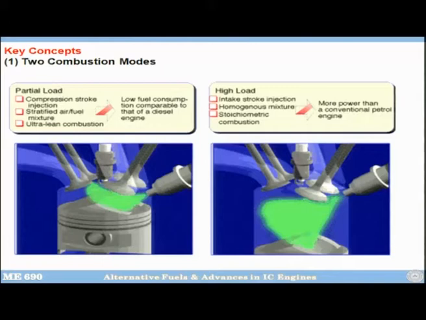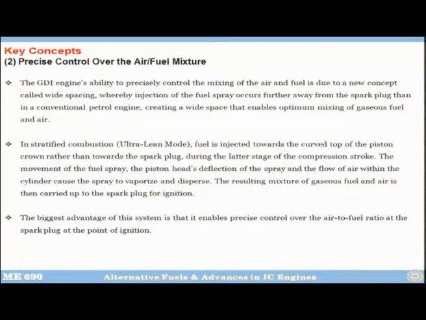So two combustion modes: stratified mode and homogeneous combustion mode. Clear? So now let us move on to the second key concept, which is precise control over the air-fuel mixture. How do we control the air-fuel mixture very precisely in a GDI engine? The GDI engine's ability to precisely control the mixing of the air and fuel is due to a new concept called wide spacing, whereby the injection of fuel spray occurs further away from the spark plug than in a conventional petrol engine. So you see, in a conventional petrol engine, you have a spark plug here and the fuel spray happens in the port. So the distance between these two is not much.